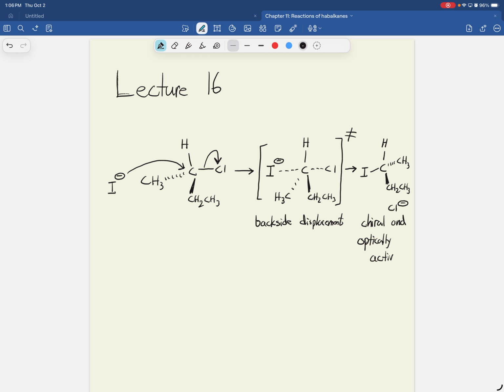What about the reactant? What can we say about the reactant? Chiral? Yep. What about optically active? Yes, because it's chiral and there's no mirror plane. There you go. Okay. All right, any questions on that? Any questions about the mechanism here? Backside attack, and the chlorine is the leaving group.